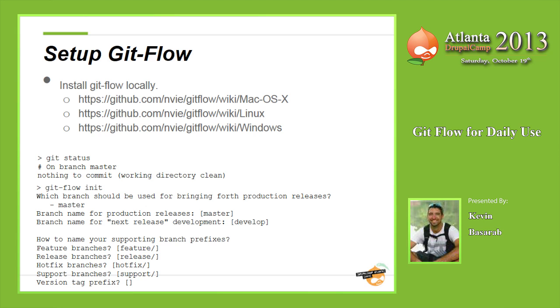Just in general, use yourself a virtual machine or something if you have to at that point. So to start looking at it, we've got a perfectly good branch here. This is a Git repo that someone's already been using for a while. We want to start using Git flow on it.